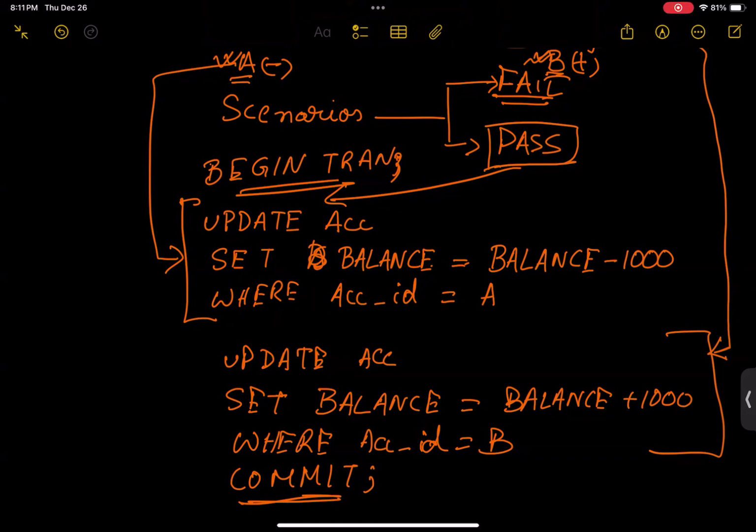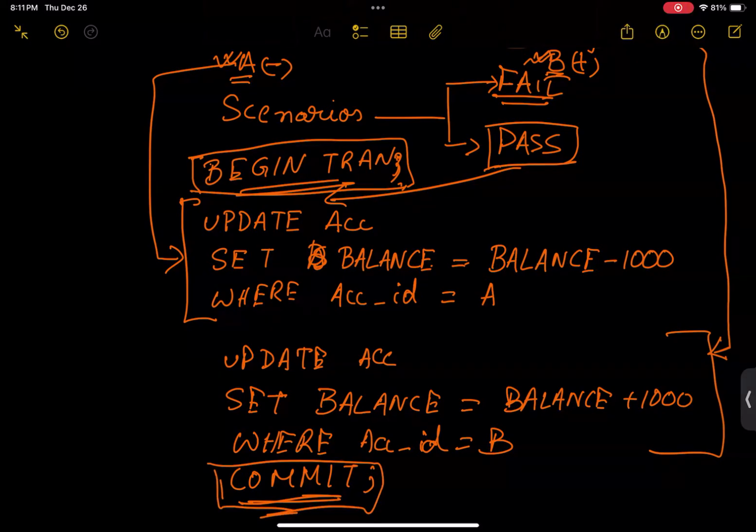Are you getting it? If you are not having the statements begin tran and commit, these two updates are two different statements, correct? Because of the begin tran, you are actually asking the SQL Server or the database to consider them within the same transaction. And the way to make that a singular transaction is through this keyword, begin transaction.